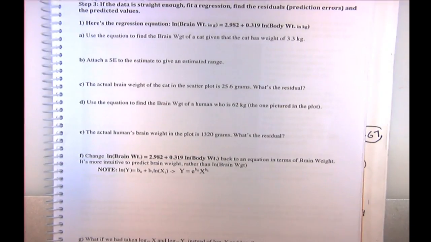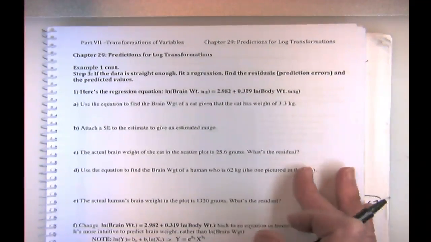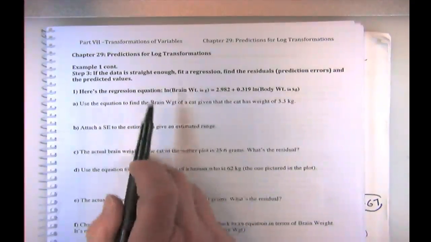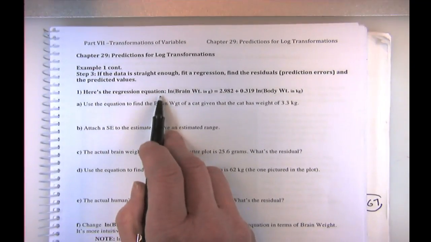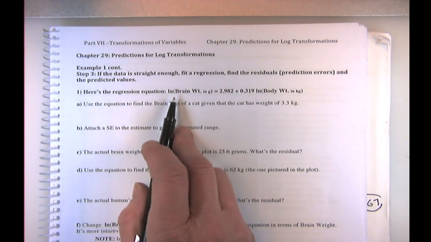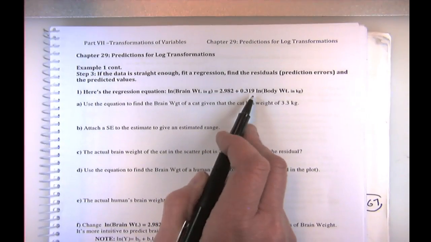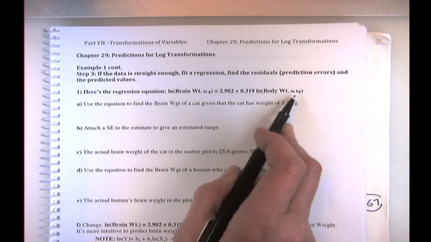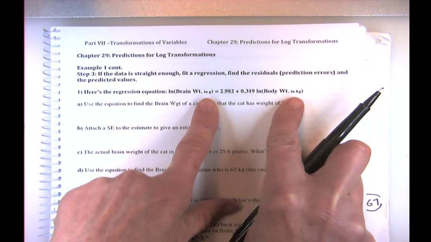This will be very easy for all you math majors and people who are very used to logarithms, but maybe people who haven't seen logs since high school, who haven't taken much math recently, are probably going to be rusty on this. So let's go through it fairly slowly. If the data is straight enough, you can fit the regression. So here's the regression equation you just saw. It's the natural log of the brain weight in grams equals 2.982 plus 0.319 times the natural log of the body weight in kilograms.